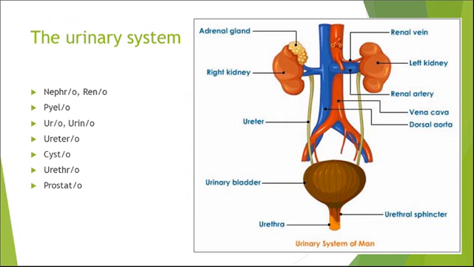Let's start by getting our brain around some of the combining forms in terms of the urinary system and what they refer to. Nephro-reno is going to refer to the kidney. Pyelo is going to refer to the pelvis of the kidney. Uro and urino refer to urine or the urinary system. Uretero is the ureter. Cysto is going to refer to the bladder. Urethro is going to refer to the urethra. And prostato is going to refer to the prostate.